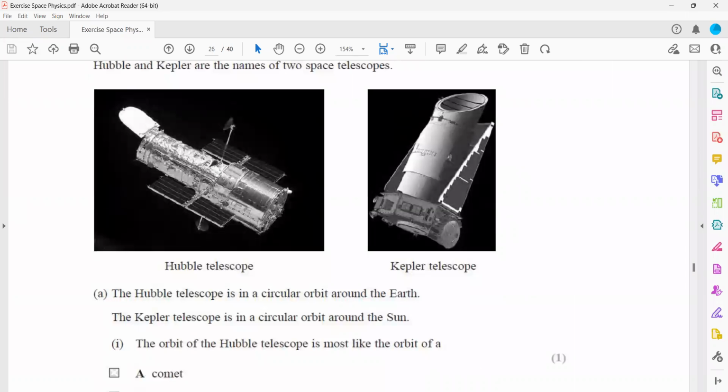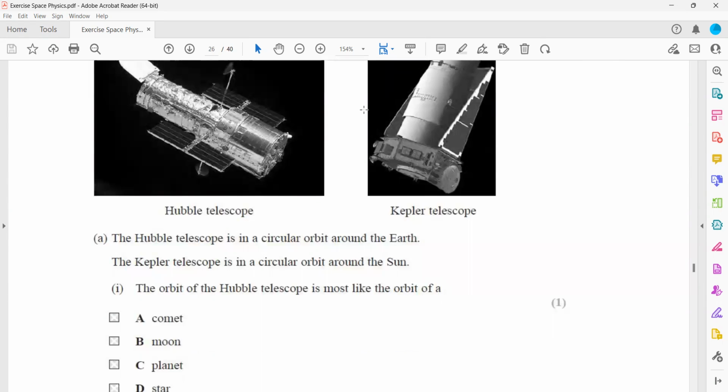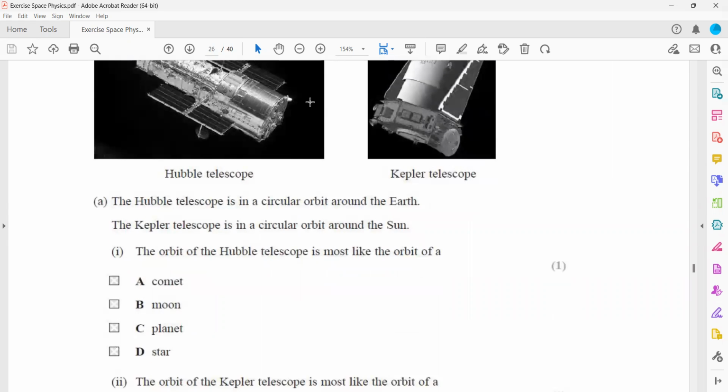So the Hubble telescope is in a circular orbit around the Earth, and the Kepler telescope is in a circular orbit around the Sun. So that's a difference between the two telescopes. The orbit of the Hubble telescope is most like the orbit of what? You can use screen annotation or you can also use chat to state the answer.